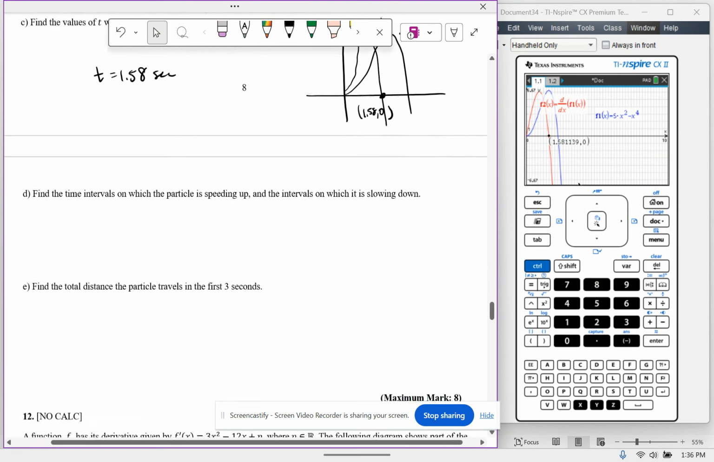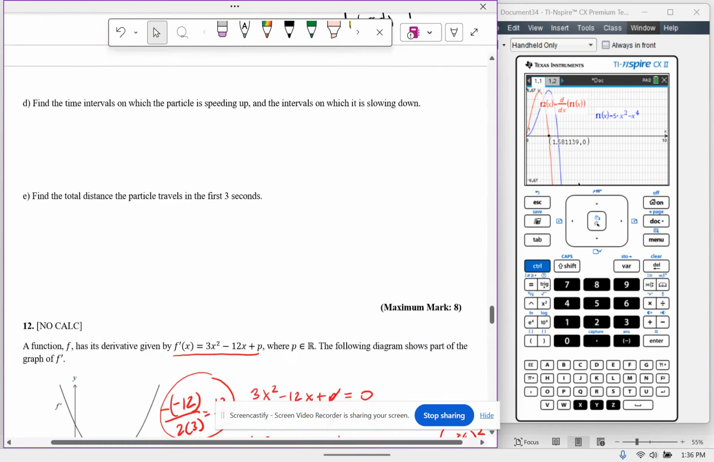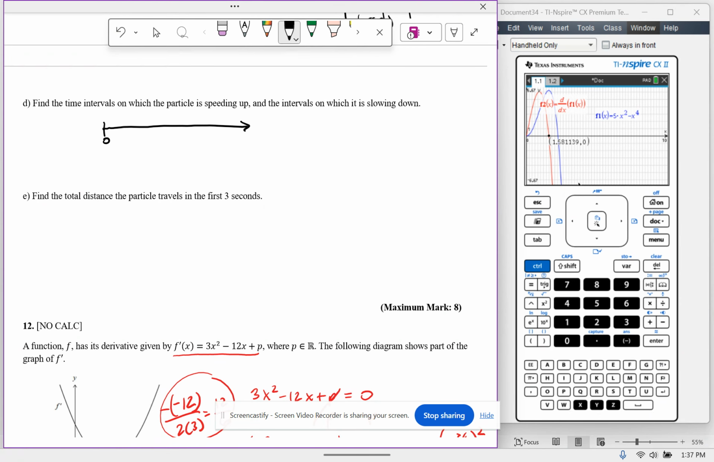Then on D, it says find the time. I did it by hand on the answer key too, so if you want to see the long way with the math, you can look on there. But D says find the time intervals on which the particle is speeding up and the intervals on which it is slowing down. So we have our graph of the first derivative, right? Let's interpret that guy and make a number line. It's starting at 0. This is the velocity number line. The outputs of velocity are positive, meaning above the x-axis, until we get to 1.58, which is a 0. And then to the right of 1.58, all the outputs of the derivative are negative.